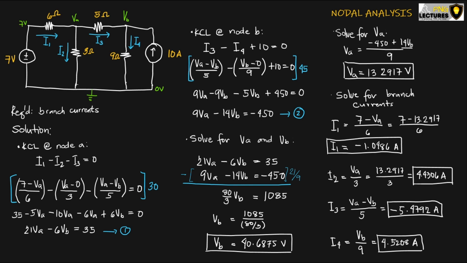Then express your branch circuit currents in terms of your node voltages. And use algebra to solve for the node voltages using the method of elimination or substitution. You can also use Cramer's rule or the Gauss-Jordan method. Once you have solved your node voltages, you can now solve for your branch circuit currents by simply substituting back the node voltages into the equations for your I1, I2, I3, and I4.